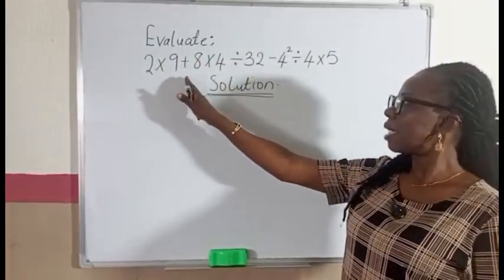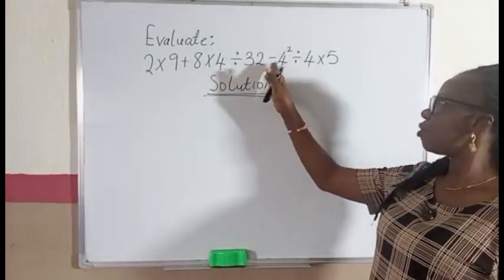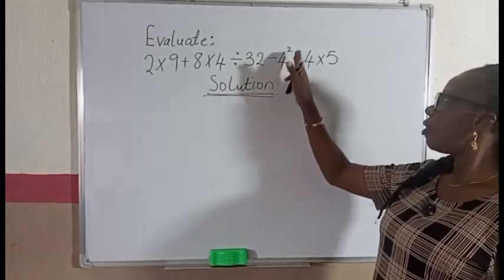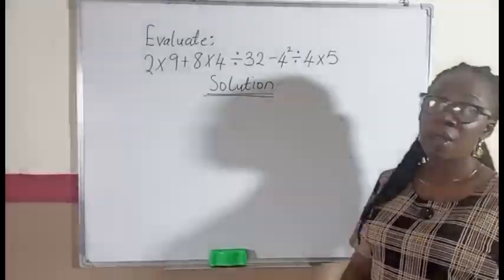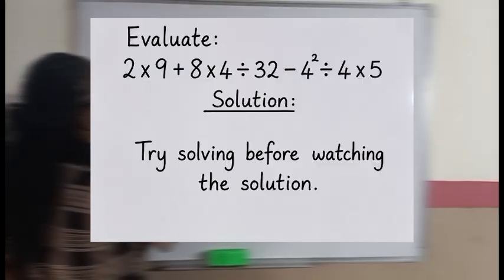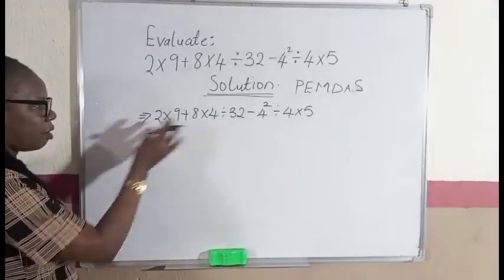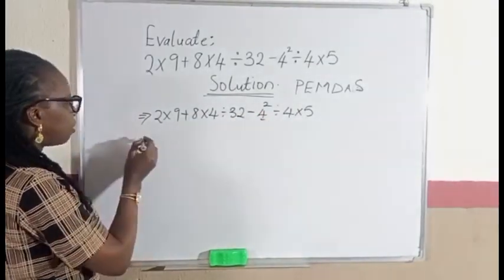Evaluate 2 times 9 plus 8 times 4 divided by 32 minus 4 squared divided by 4 times 5. Parentheses we don't have. Exponential: 4 squared is equal to 16.